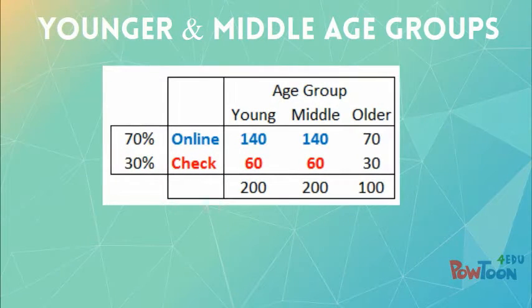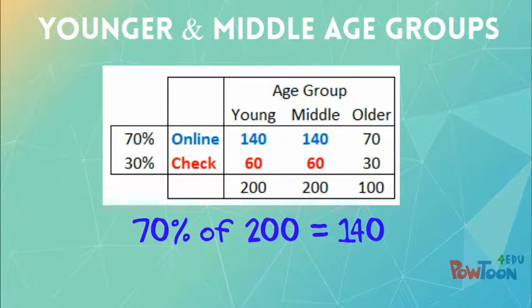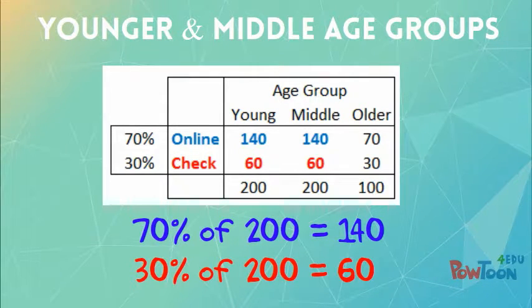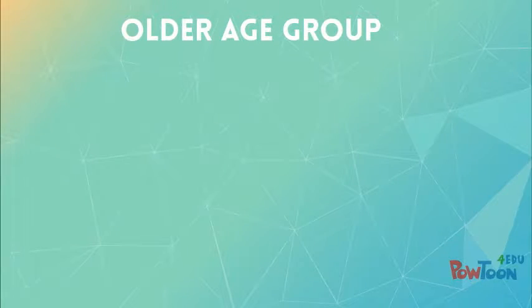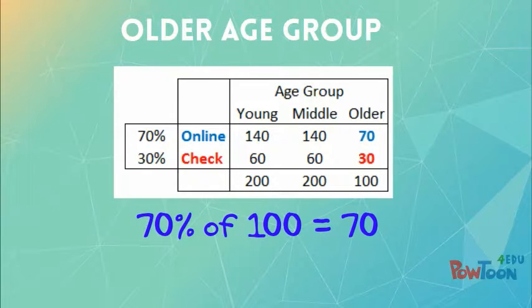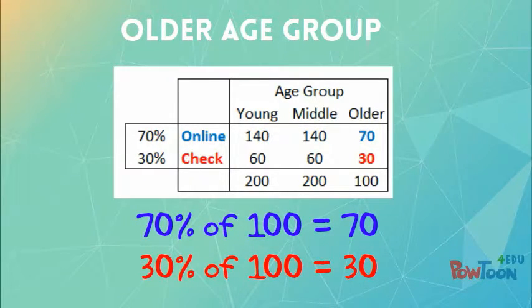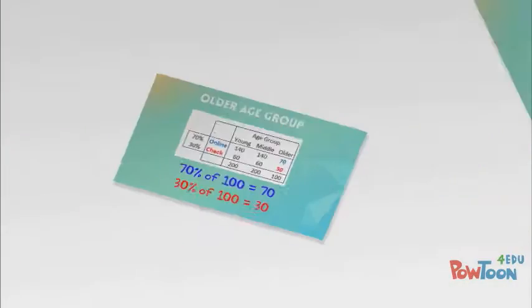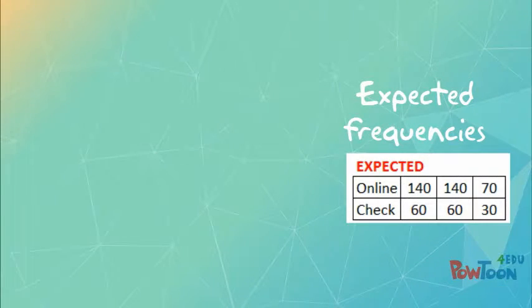to pay online. For the young and middle age categories in which 200 people were sampled, we would expect 70% of 200, that is 140 people, to pay online, and 30% of 200, that is 60 people, to mail written checks. For the older age group, we expect 70% of the 100 people sampled, that is 70 people, to pay online, with the remaining 30 to mail written checks. These are called expected frequencies.